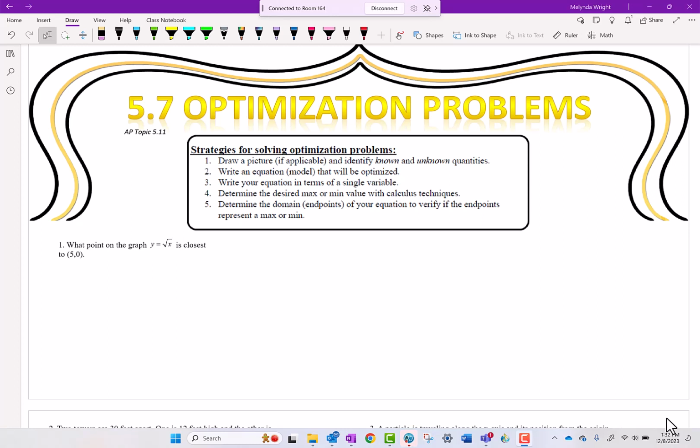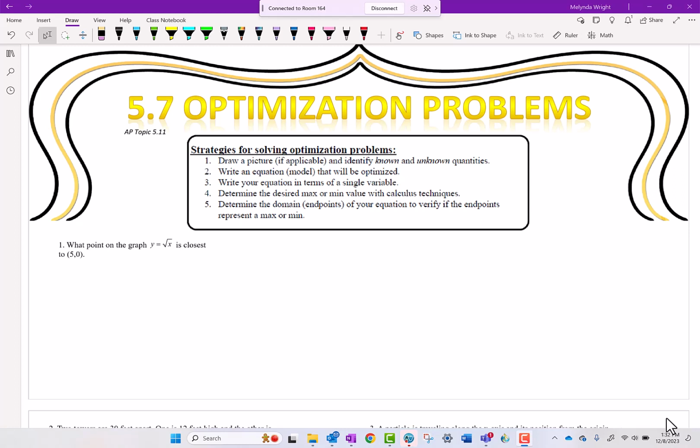Right, let's take a look at today's lesson. Last time we just started optimization. We set up the problems, but we didn't go any farther than that. What we're going to do today is set them up again, and then continue on. Some of these are the same problems that we did in the last lesson.